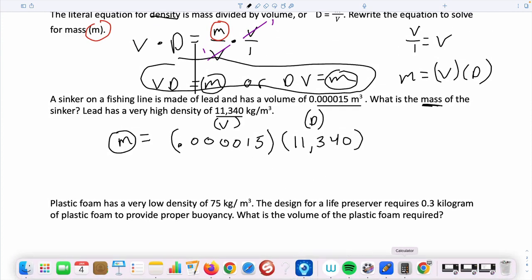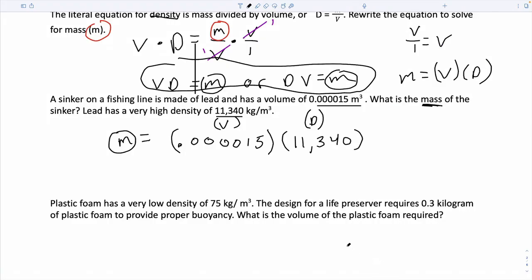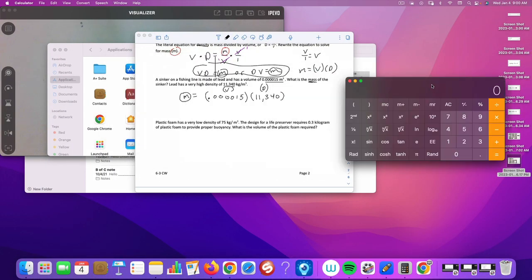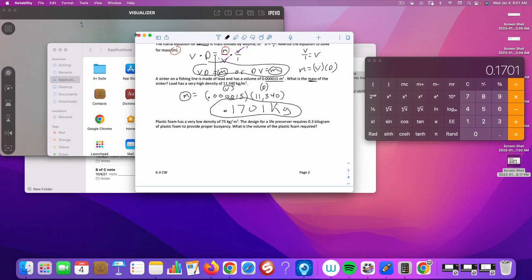0.0000015 times 11,340 is, thanks. Did anybody have a calculator? No? Okay, fine. 11,340. 0.1701. 0.1701 kilograms. The next scenario they want us to get is plastic foam has a very low density of 75.